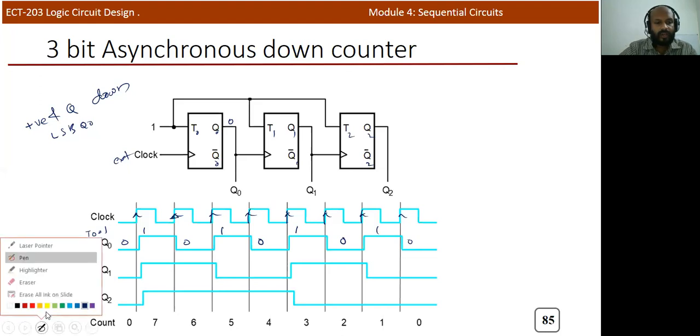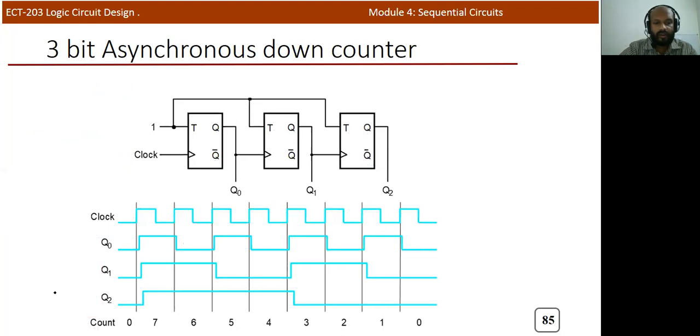Now we need to observe the Q1 output. This is the Q1 output, and this is the T1 input, and here the clock signal is Q0. So you don't need to consider this particular clock. Q0 will act as the clock. This is a positive edge triggered flip-flop, so you need to identify the positive edges of Q0.